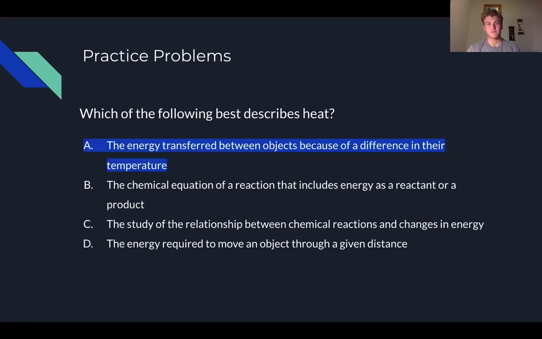Okay, hopefully you had enough time to get that down. The answer will be A. And so the energy transfer between objects because of difference in their temperature. So that makes sense because heat can only be transferred, right? If we're going back to the equation, energy in the universe can only be transferred between objects, right? So heat being transferred, the energy transferred between objects because of the difference in their temperature. So temperature is the key word there that kind of lets you know, okay, we're dealing with heat. So hopefully you got that right. Pretty simple question.